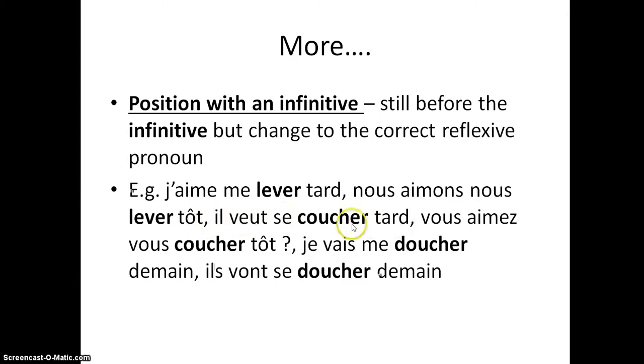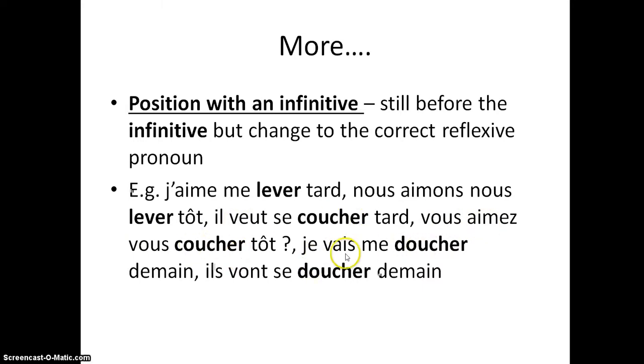Il veut se coucher tard. He wants to go to bed late. Coucher is our infinitive. Se stays as se because it's the he form. But in this case, vous aimez vous coucher tôt. Coucher is our infinitive. The se is now changed to vous because we're doing it with vous, the you plural. So you like going to bed early.